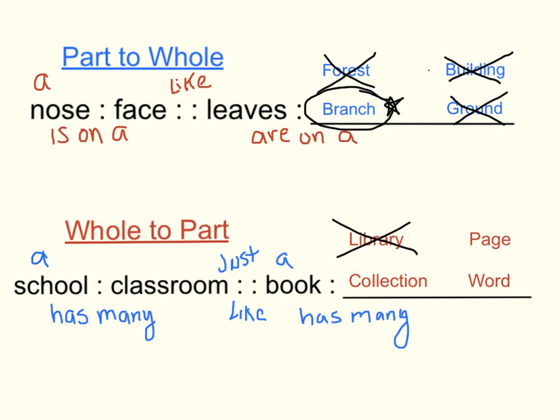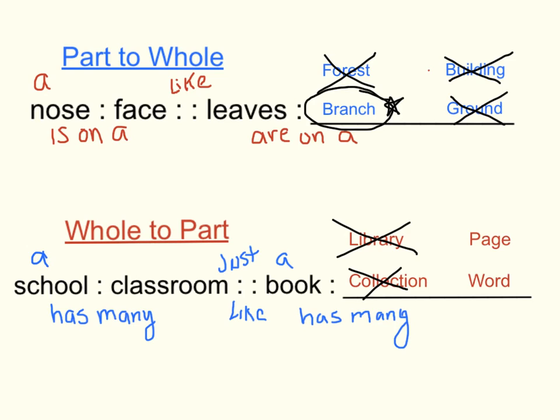So a school has many classrooms, just like a book has many collections. I think they're trying to trick us there again, because usually a collection will be bigger than a book. A collection is usually made up of books. But we want the book to be the whole, not the part. So collection does not really work either. So let's look at our next one.